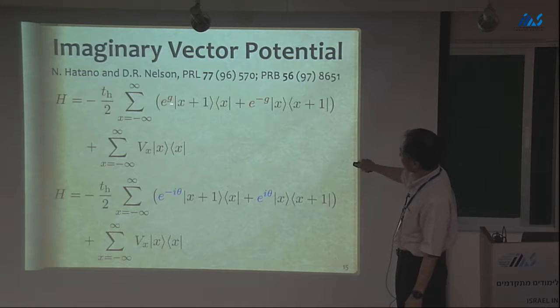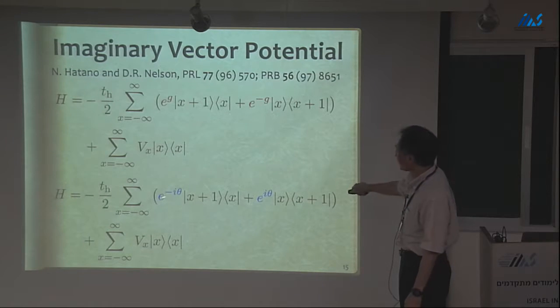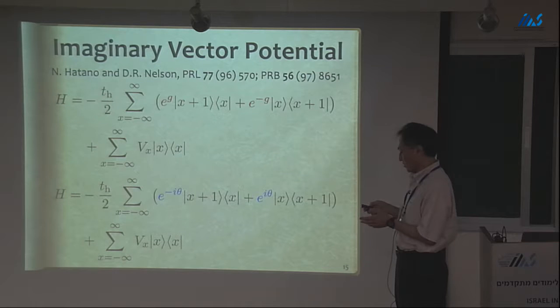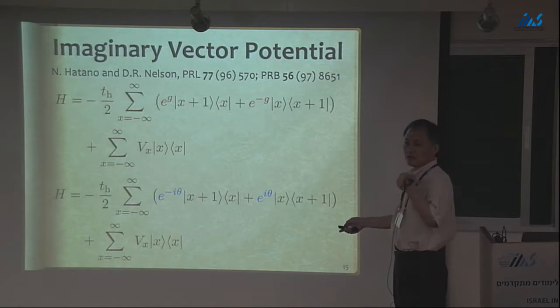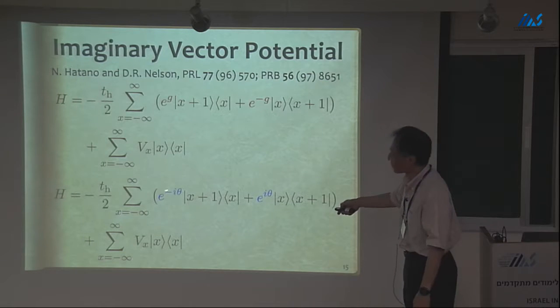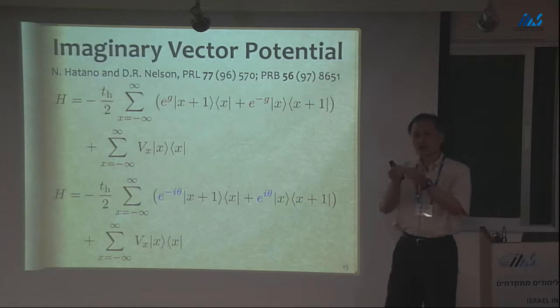Here, instead of this real parameter, I have a pure complex number here. Instead of this, I have a pure complex number here. Because of this, this is a Hermitian model, right? Indeed, this is called the Peierls substitution, and Peierls proposed to treat the vector potential in the one-dimensional tight-binding model in this way. So this theta is actually a vector potential in 1D.